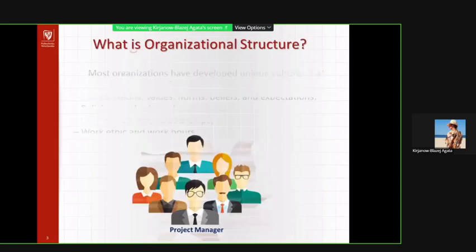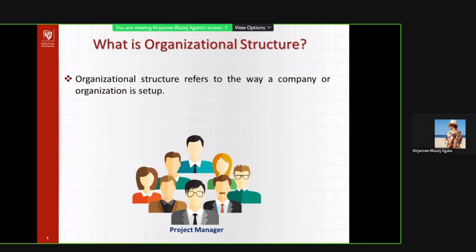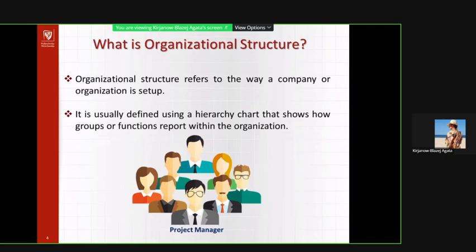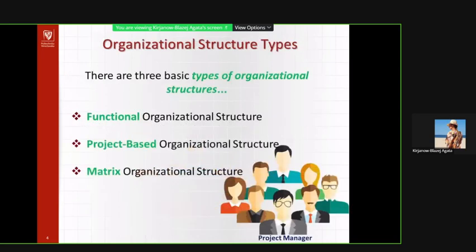And what is organizational structure? Organizational structure refers to the way a company or organization is set up. It is usually defined using a hierarchy chart that shows how groups or functions report within the organization. For project managers, a company's organizational structure type will affect how resources are allocated to the project and will be a factor in how much influence the project manager will have within the organization. There are three basic types of organizational structures: functional organizational structure, project-based organizational structure, and matrix organizational structure.